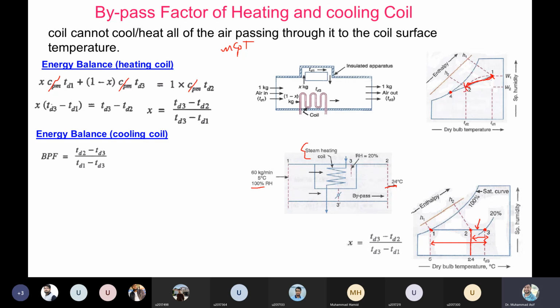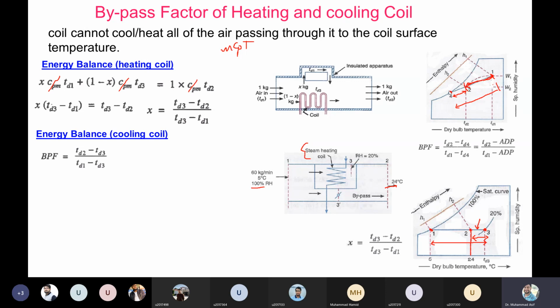I mean, this is the bypass between 2 and 4. So basically this is the ratio of this one to the ratio of the total. I mean T2 minus T4 divided by T1 minus T4. This way you can calculate the bypass factor.